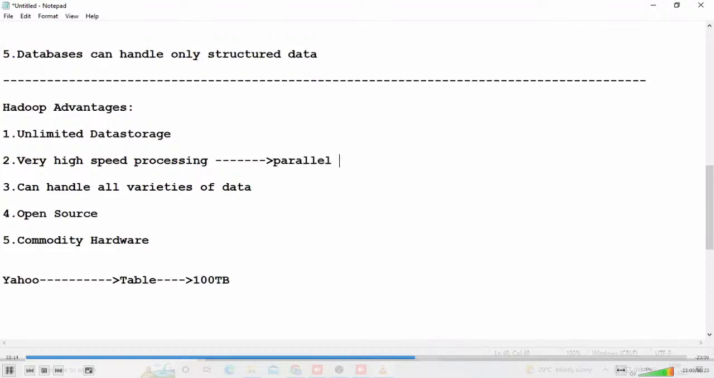What is the meaning of commodity hardware? Commodity hardware means Hadoop can run on any hardware configuration. It doesn't mean very high configuration is required, and it doesn't mean all the systems need to have the same configuration. It can run on any system, any configuration. It is open source, no licensing required. Most of the Hadoop products are from Apache, and it can handle all varieties of data: structured, unstructured, and semi-structured. Very high speed processing is because of parallel processing, and unlimited data storage is because of a feature called horizontally unlimited scalability.